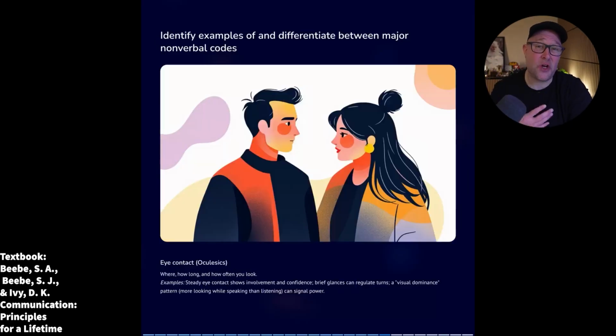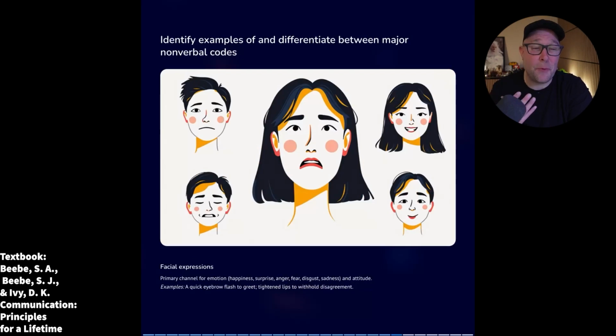Eye contact is also called oculesics. It's where, how long, and how often you look. For example, steady eye contact shows involvement and confidence. Brief glances can regulate turns, a visual dominance pattern. For example, more looking while speaking than listening can signal power. Facial expressions are primary channels for emotion: happiness, surprise, anger, fear, disgust, sadness, and attitude. For example, a quick eyebrow flash to greet, or tightened lips to withhold disagreement.